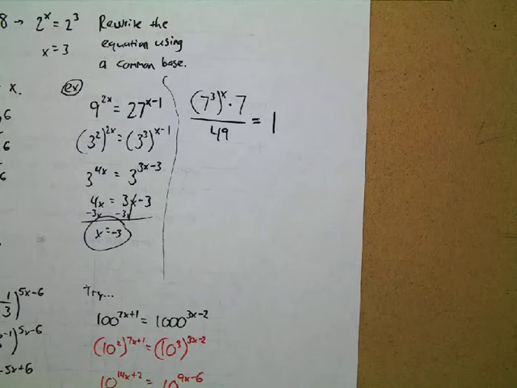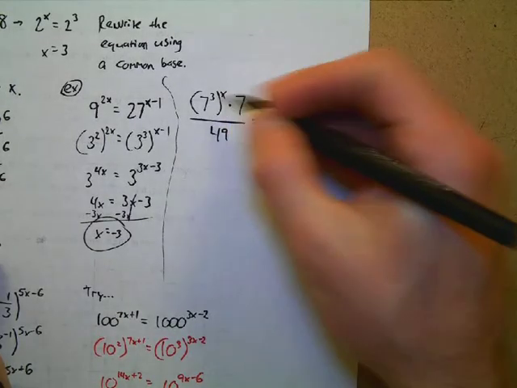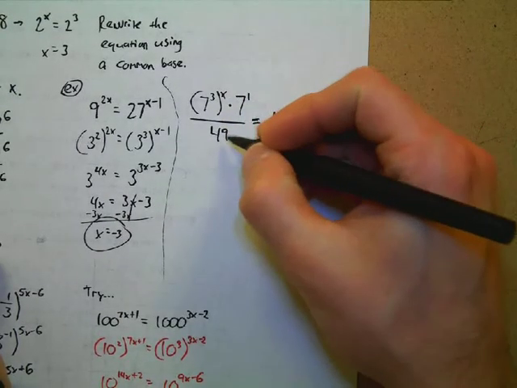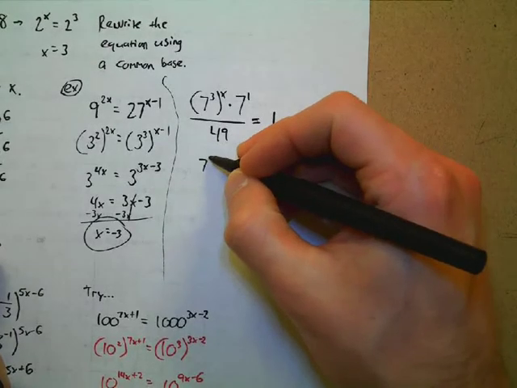7 to the 3 to the x times 7 divided by 49 equals 1. What's going to be our common base here? What number should be our common base here? 7. Yeah, 7. Very good. See, that's pretty easy, right? 7 is already to the third here. It's 7 to the 1 right there. 49 is 7 to the what? To the 2.